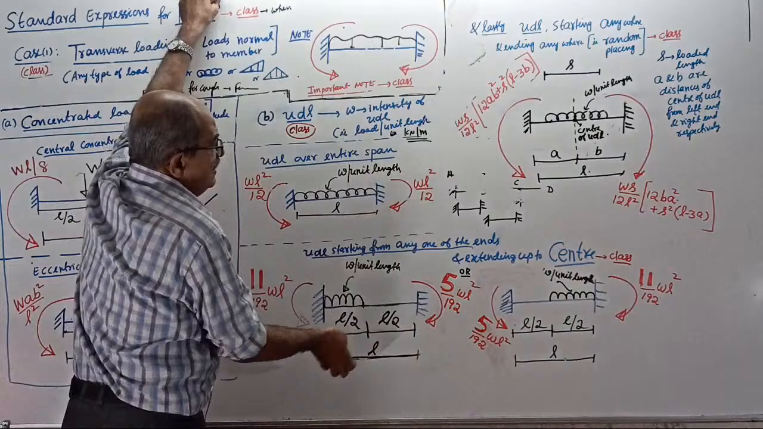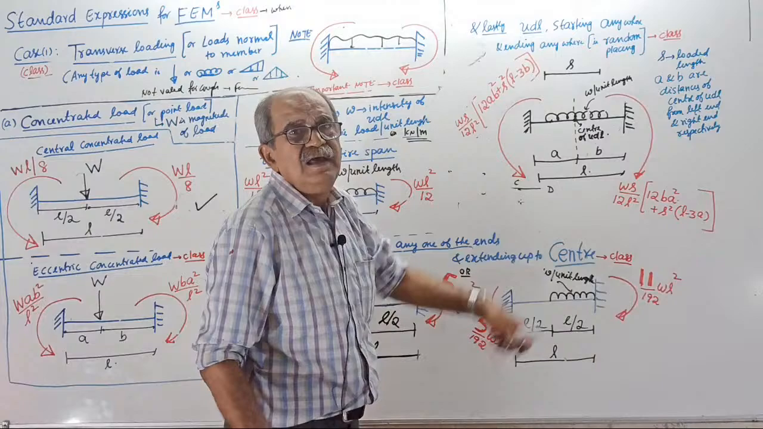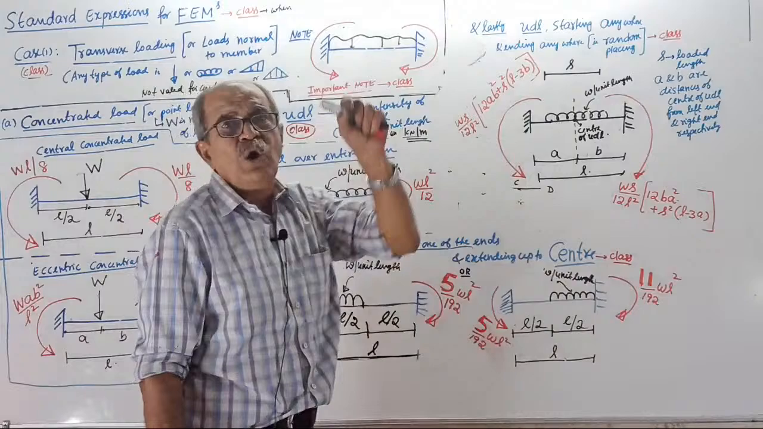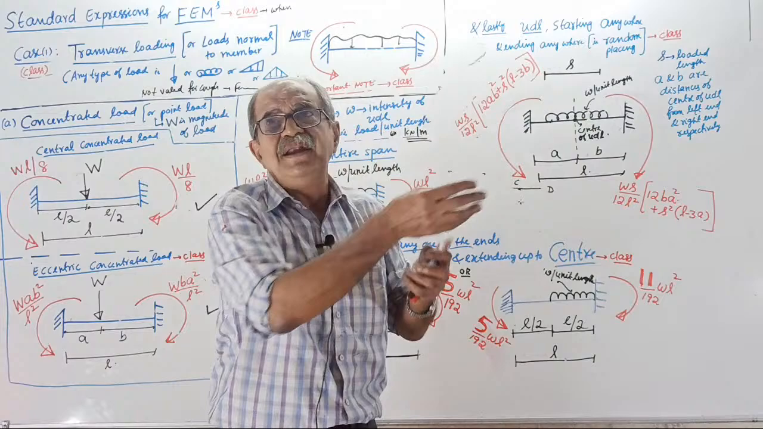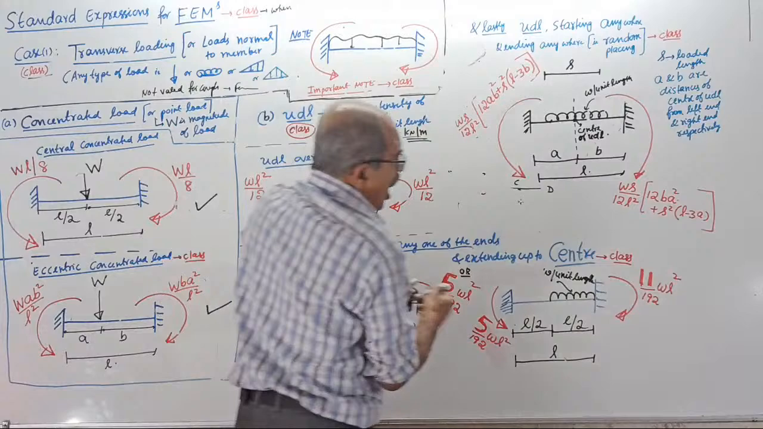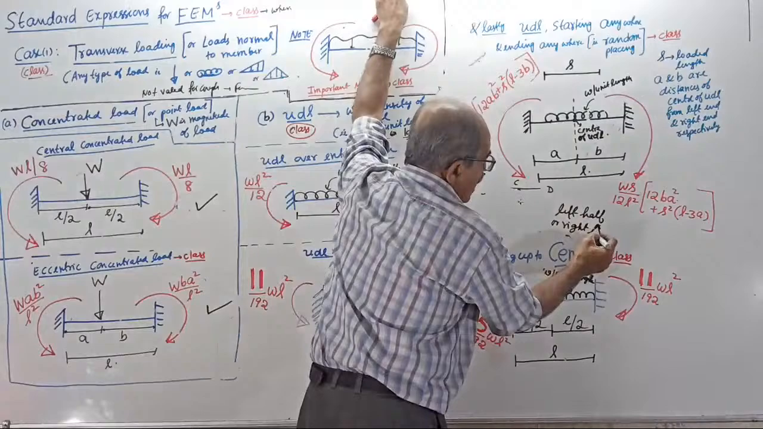Okay, start. Now, second case. UDL starting from any one of the ends and extending up to the center. Be careful, the condition: UDL should start either from the left end or from the right end, and it should go exactly to the center, neither less nor more. If the span is 10 meter, it should be either 5 meter on the left side or 5 meter on the right side. Suppose it is 5 meter after a gap, the formula is not applicable. Or you can remember the condition: it should be either the left half or the right half.